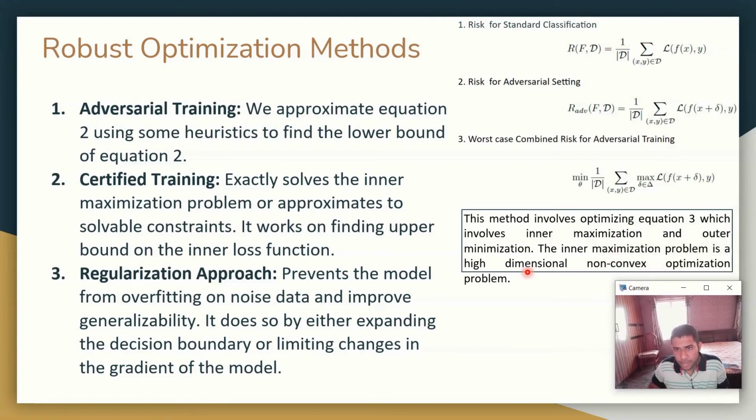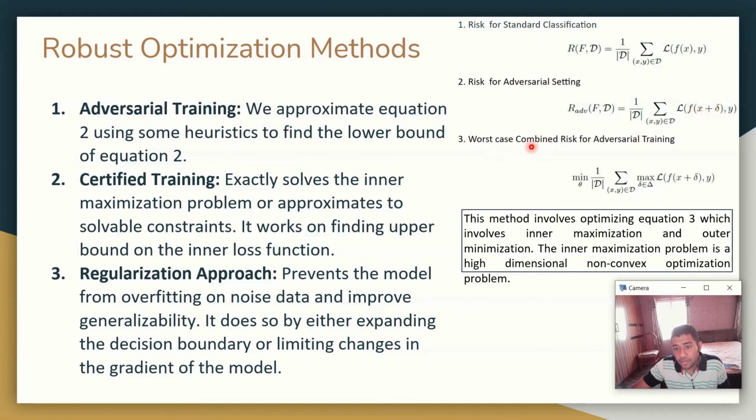So we have a basic recap of the different loss functions which we are trying to optimize in the standard setting and in the adversarial setting, which can be seen on the right hand side over here. We know the risk for standard classification is the first equation here. The risk for the adversarial setting is the second equation, where we have this loss function with respect to the perturbation delta applied to the current input x.